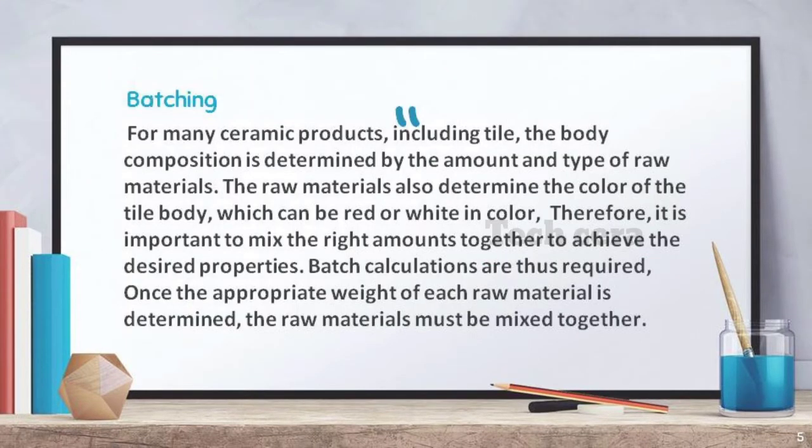First process is batching. For many ceramic products, the body composition is determined by the amount of raw materials. The raw materials also determine the color of the tile body, which can be red or white in color. Here we have more information, you can learn something.